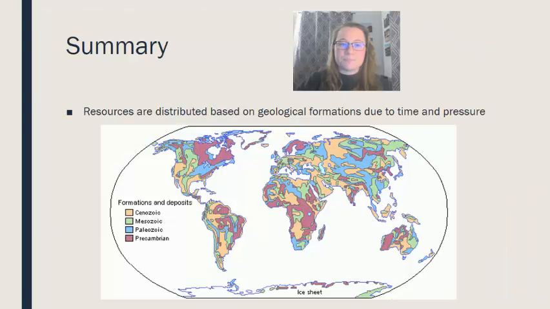So in summary, what you really need to take away from this is that the non-renewable resources are not evenly distributed across the globe. They are found in certain locations based off of those geologic formations and the geologic history, so the time and pressure that were exhibited on that particular location.